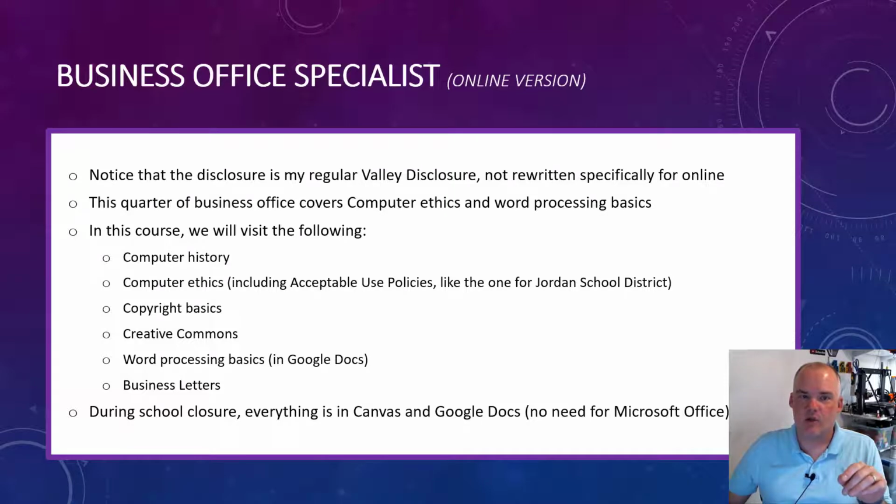This first quarter of Business Office covers the computer ethics and word processing basics. A little bit of computer history is going to be thrown in there, not a lot. And then we're going to cover computer ethics, including acceptable use policies like the one the Jordan School District uses and other businesses use. And then some copyright basics, including Creative Commons, which is kind of a new copyright thing a lot of people don't know about, but it's pretty nice for when you're trying to be creative on a computer.